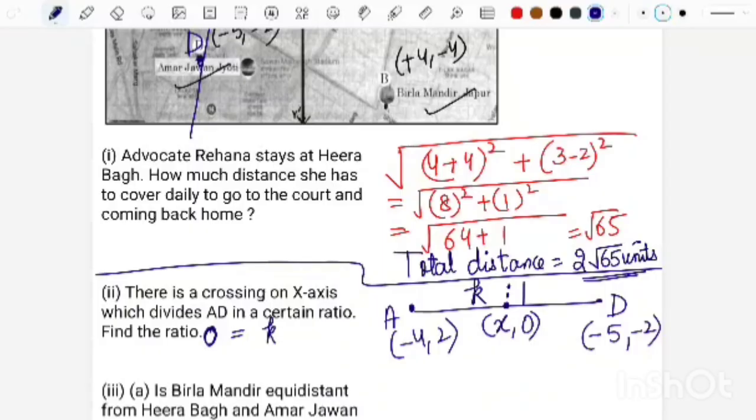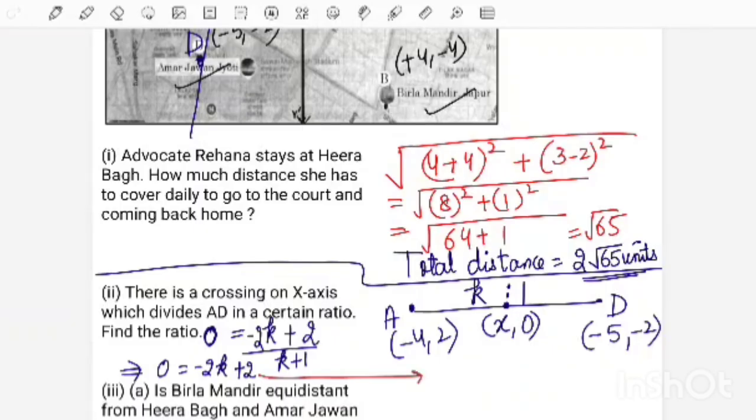k into -2, -2k, plus m2 into y1, 1 into 2, 2, upon k plus 1. What will you get? k plus 1 into 0, 0, minus 2k plus 2. Upon solving you will get -2 equals -2k, minus minus will cancel out, k equals 1. So the ratio is 1:1. 1:1 is your answer. Done. So the required ratio is 1:1.